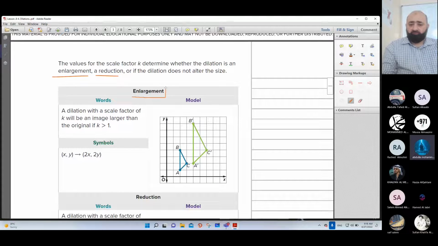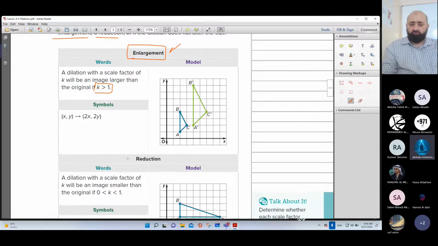We have enlargement. A dilation with a scale factor of k will give an image larger than the original if k is greater than 1. So if you have k greater than 1, you have an enlargement. And the rule will be (x, y) goes to (2x, 2y). And this is the graph. This is the pre-image. This is the image.